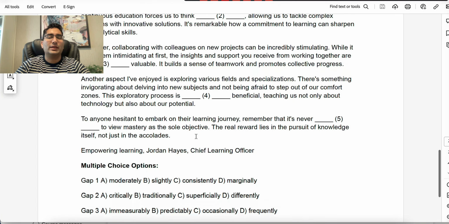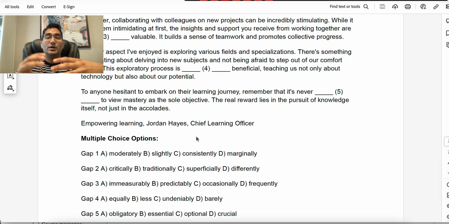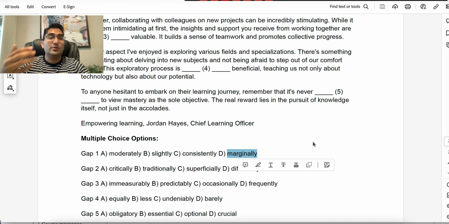Now is the time you look at the options, not initially, but once you really understood it, because it's going to be easier. So obviously it's not going to be slightly, marginally. Now, if you don't have good vocab, this will be a problem. Make sure to improve your vocabulary for this test for all modules. Marginally means slightly, very similar. So it's not mainstream. Now that I know that the blank had to be positive, it's either moderately or consistently.